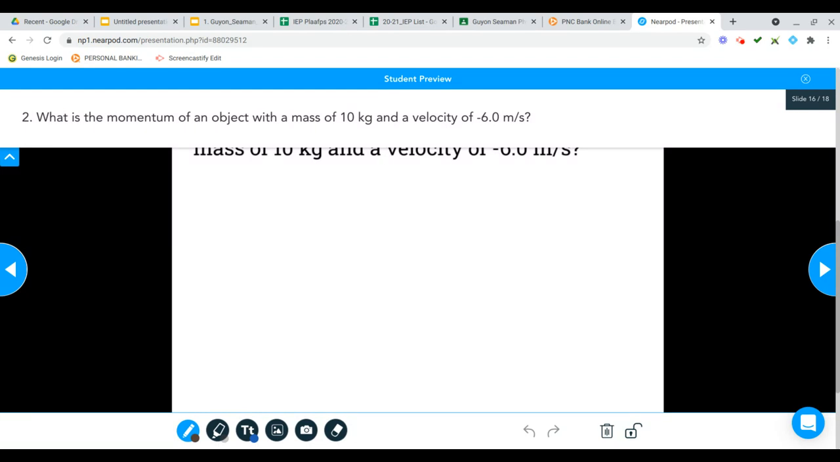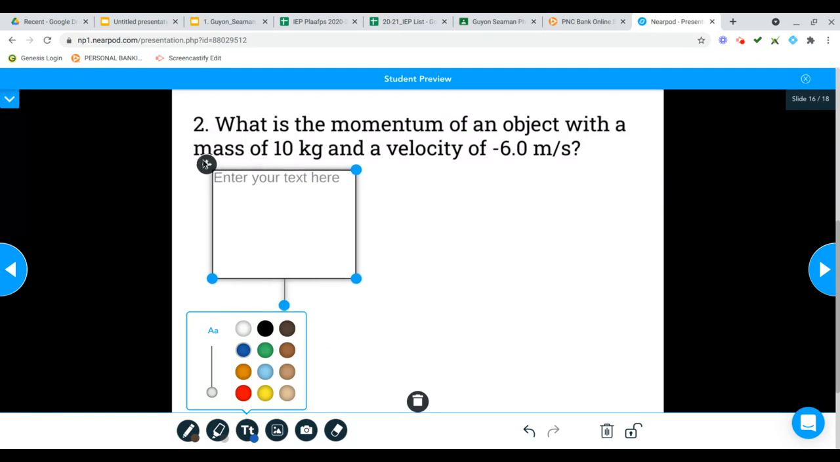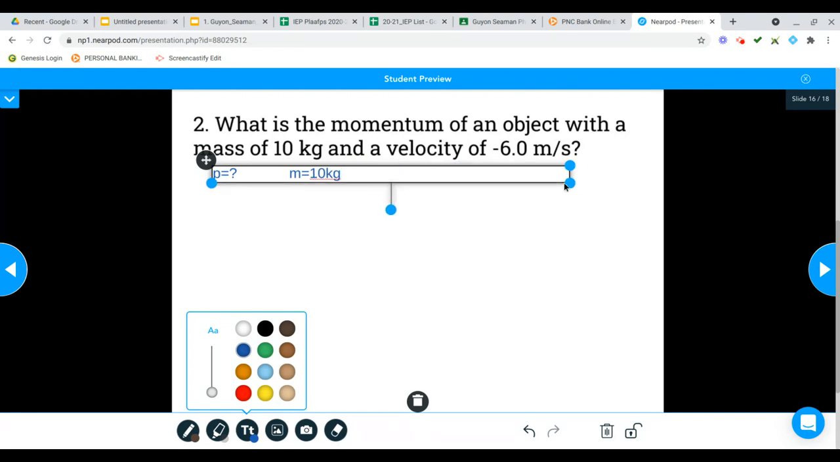This one is asking, what is the momentum of an object with a mass of 10 kilograms and a velocity of -6? So again, I'm going to put in my inventory. I'm going to start to move a little bit quicker now since we kind of know how to do this now. So my momentum, again, it's looking for momentum. So it's going to be P equals question mark. Okay. My mass in this problem is M equals 10 kilograms. Expand this out a little bit. And then my velocity is V equals -6 meters per second.